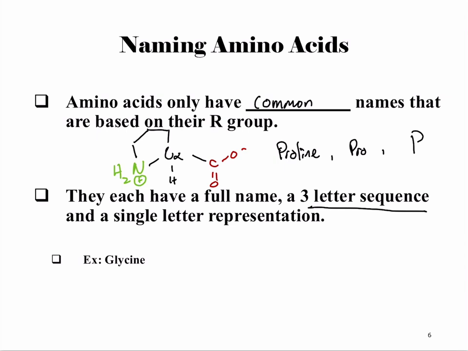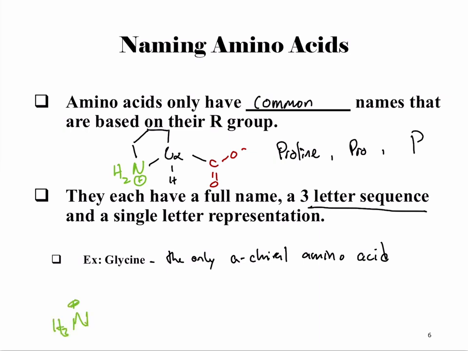We can look at glycine. Glycine is special because this is the only achiral amino acid, meaning it does not have a stereocenter. And so glycine looks something like this.